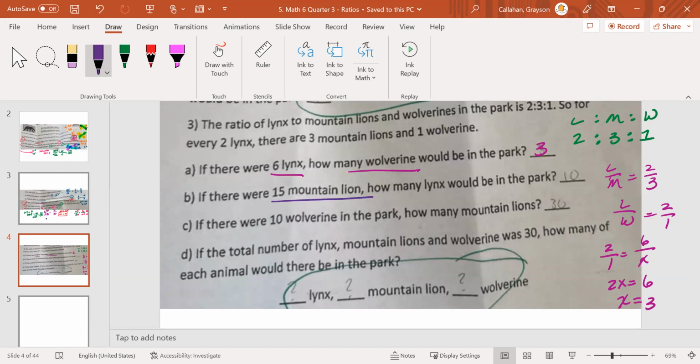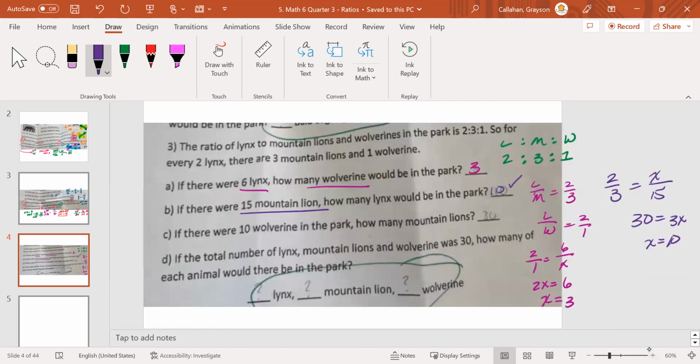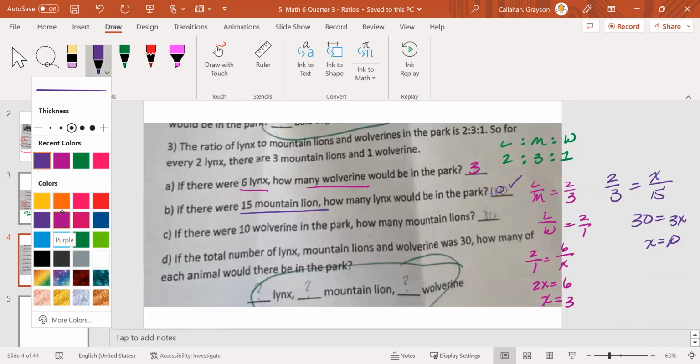If there are 15 mountain lions, what would be the lynx? Okay, so lynx to mountain lion is 2 to 3, right? So here, we're going to do 2/3 equals x over 15 mountain lions. 2 times 15 is 30. What's 30 divided by 3? 10. And that's what you have. So that's good. Did you do that by yourself or did you see that answer from someone else? Okay, good. So you're getting better at this.